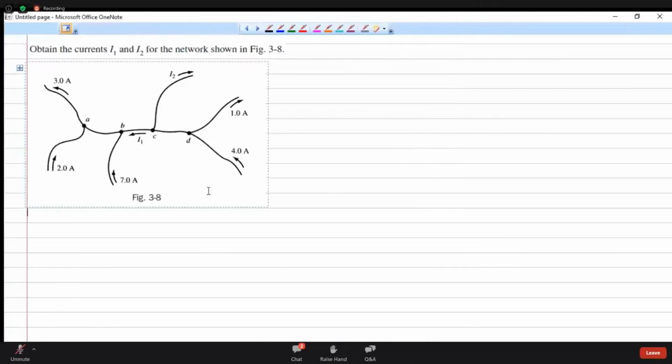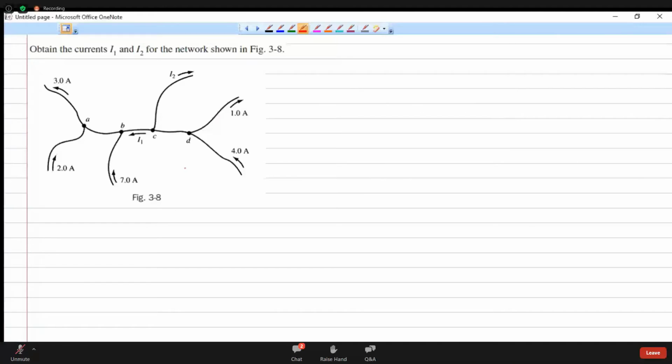Hope you can see the screen. In the previous class, we discussed Kirchhoff's voltage law and Kirchhoff's current law, and we saw some examples on how to solve network problems using these rules. We'll continue with this problem. After doing two numericals, we'll start with the new topic. What are the currents I1 and I2 for the network shown?